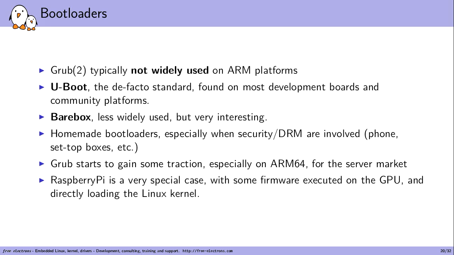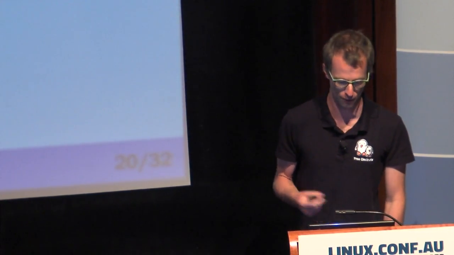There are also a lot of companies making their own bootloaders, especially in areas where security or DRM related aspects are involved. So your average set-top box or phone typically uses a more homegrown bootloader. GRUB is gaining some traction, especially with ARM64 entering the server space. A lot of people are trying to bring the same technologies as the ones used on Intel to the ARM architecture, such as the same bootloaders or even the BIOS level with UEFI and things like that. Raspberry Pi, if you're using that, is a very weird special case with the firmware running on the GPU. It's by far not the common way of booting ARM SoCs.